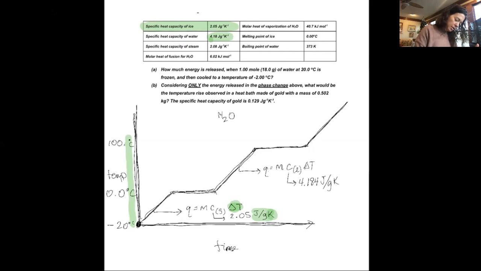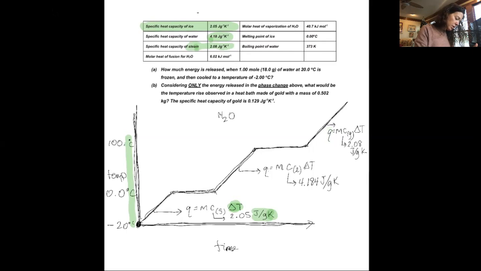And here the temperature is changing of the gas. So the heat gained by the gas is equal to the mass of the gas, the specific heat of the gas, and whatever that change in temp actually is. And for H2O, steam is 2.08 joules per gram Kelvin. Okay. Now notice these are Q values. You are solving for Qs.